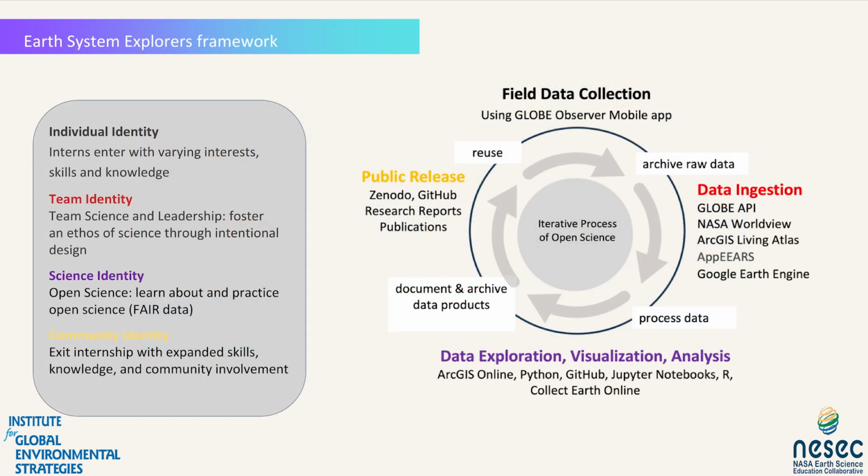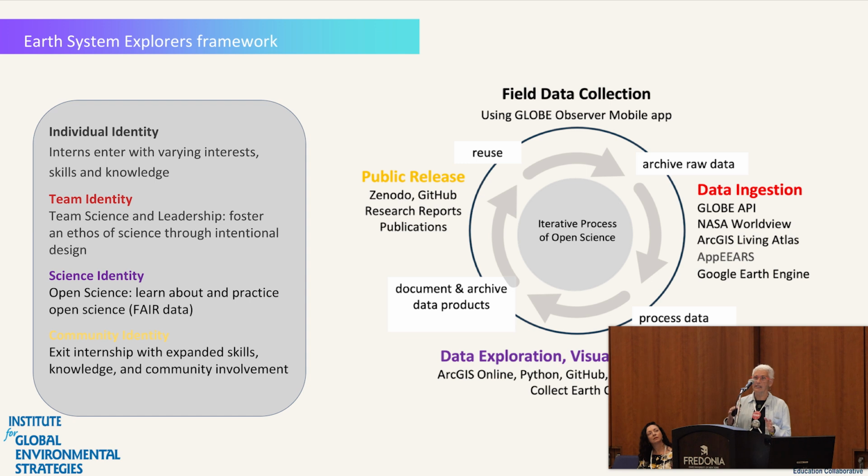This is our model. We believe it's reproducible. And we start with something that's local. So we have the kids go out and make observations in an area, so we teach them how to do the GLOBE Observer mobile app with data collection. And it maps to the table on the left, which is them knowing themselves, their individual identity.